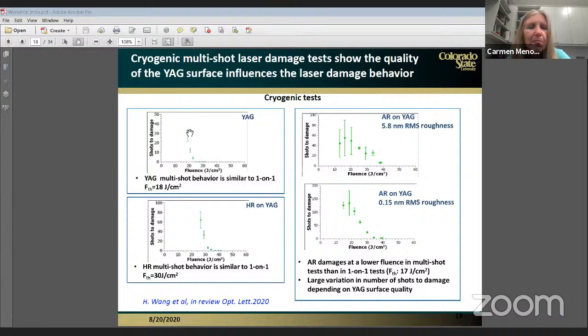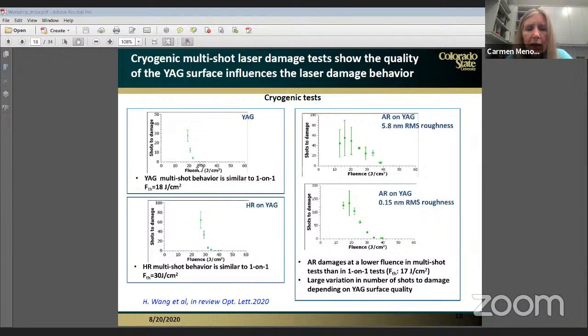And what you see is that there is a 1/x type of behavior, a hyperbolic behavior. And that shows, okay, if we go with very few shots, the fluence at which I will damage the coatings is higher. And then as I go with many, many shots, the fluence decreases. And it's expected because you have accumulation effect. This is very deterministic. And so we see that in YAG and we see that in the high reflector coatings.